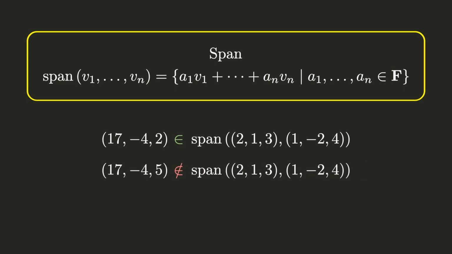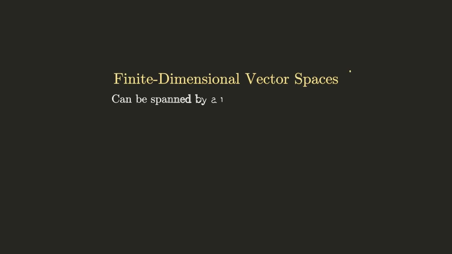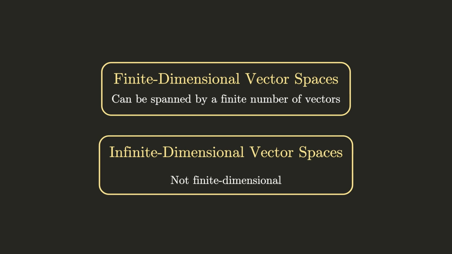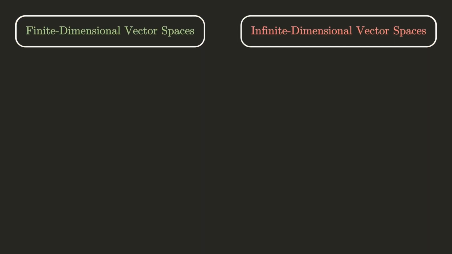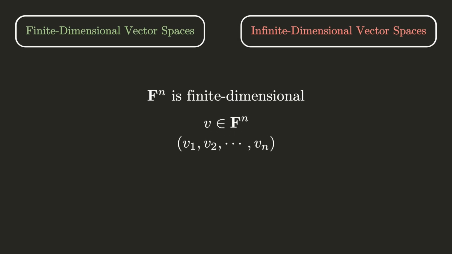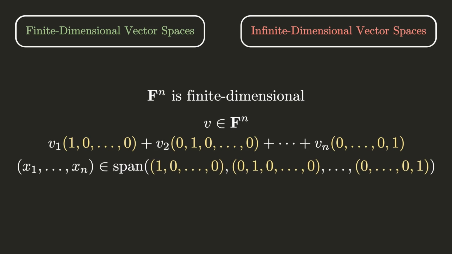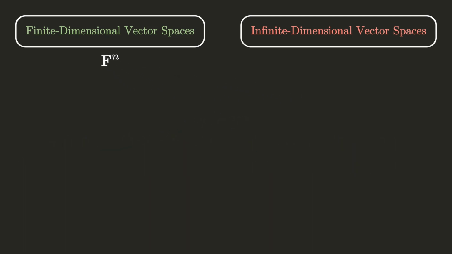Now we introduce the concepts of finite dimension and infinite dimension. A finite dimensional vector space is a space that can be spanned by a finite list of vectors. Conversely, an infinite dimensional vector space is a space that's not finite dimensional. Let's walk through some examples. F^n is finite dimensional. To see why, let's suppose v is a vector in it. That means v can be expressed in this form, which can be written as a linear combination of the standard unit vectors, meaning it's within the span of those vectors, which is finite. So F^n indeed is finite dimensional.